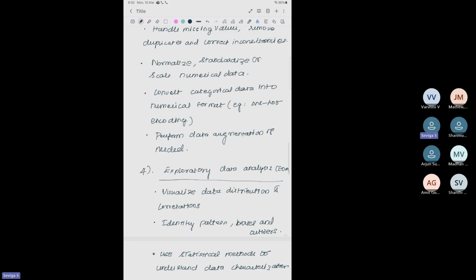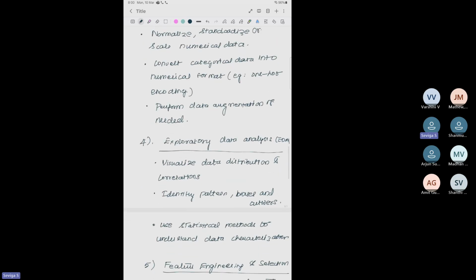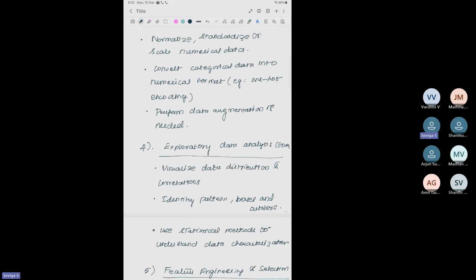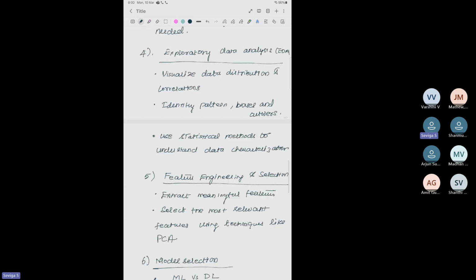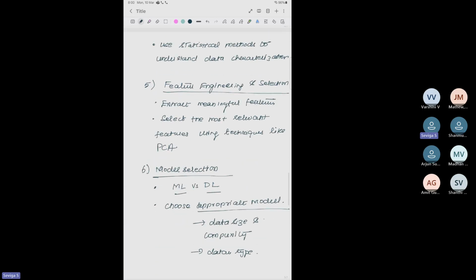If you are doing exploratory data analysis, I suggest that for any data analysis, you have to visualize the data and identify the patterns and correlations between them, and then extract the features and use feature selection for feeding into the model.